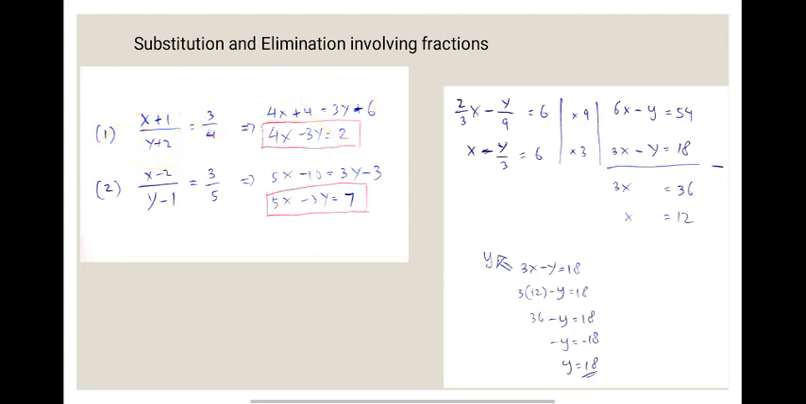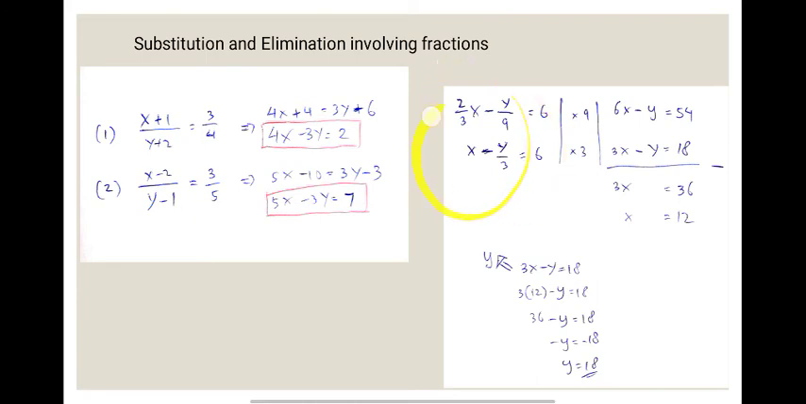The thing you want to do is always move x and y, making sure x and y are on the left side. So this one on the right side, move it to the left side, negative 3y. You also want to make sure that the constant, the number without the letter, is on the right side. This is the standard form and it will allow you to solve these linear equations better.